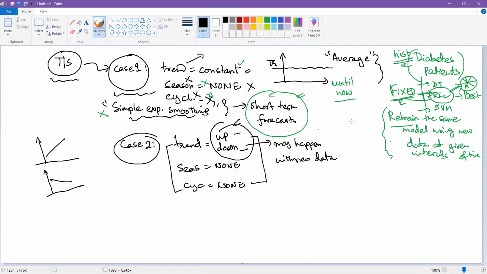So if I continue collecting this data for the next 6 months, I know there is a very high chance that the trend is going to continue, right? The fact that there is a trend is going to continue. I can't say whether it will be an uptrend or downtrend, right?